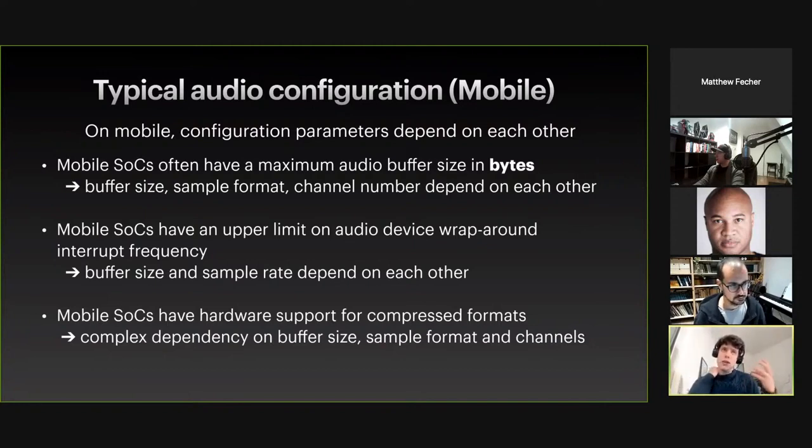And then very, very common on mobile is that the codecs support compressed formats natively, right? This is really important so that you get, say, 10 hours of call time. And that's only possible because the underlying codec supports the compression that's used in telephones. But these compressed formats often have a very complex dependency on, for example, the selected compressed format and the number of channels. Just think of MP3, right? MP3 can only be mono or stereo. It doesn't matter if your hardware would support more. The format MP3 has this limitation.